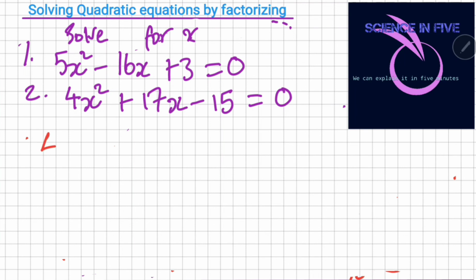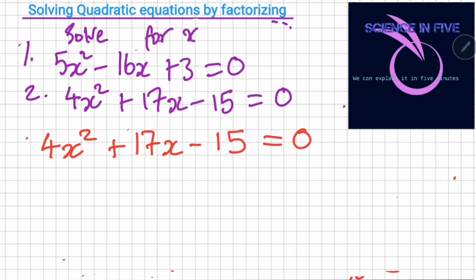We've got 4x squared plus 17x minus 15 is equal to 0. 4 times 15, that will give me negative 60. It's actually 4 times negative 15. Factors of 60 that give me a sum of 17. When I add them up, I've got 12 times 5.